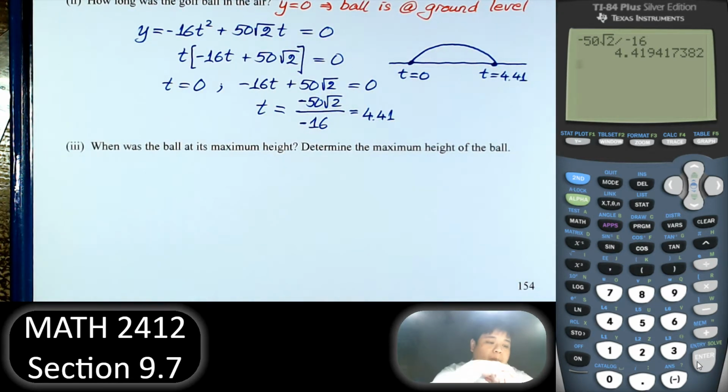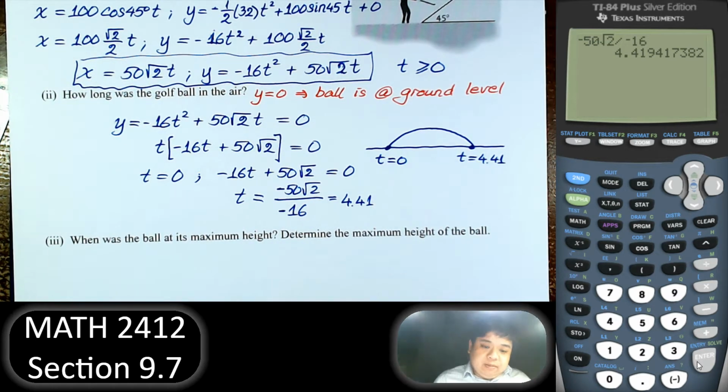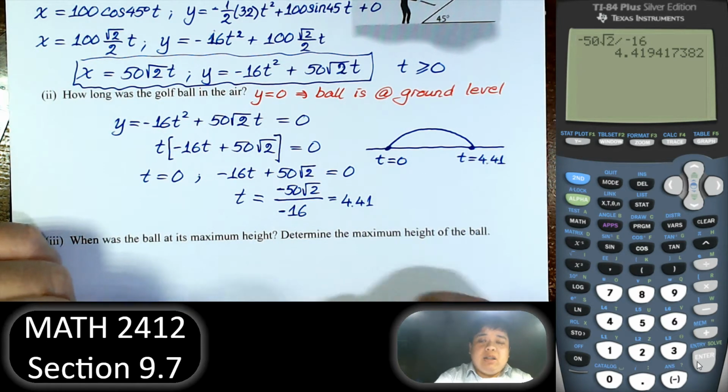Next, when was the ball at the maximum height? Determine the maximum height of the ball. So how do we do that? By the way, assume that there's no air resistance, or no friction between the golf ball and the air, which of course in real life there's always. But let's assume that there's no friction. So how do we determine the maximum height? What is the characteristic where the ball is at the maximum height?